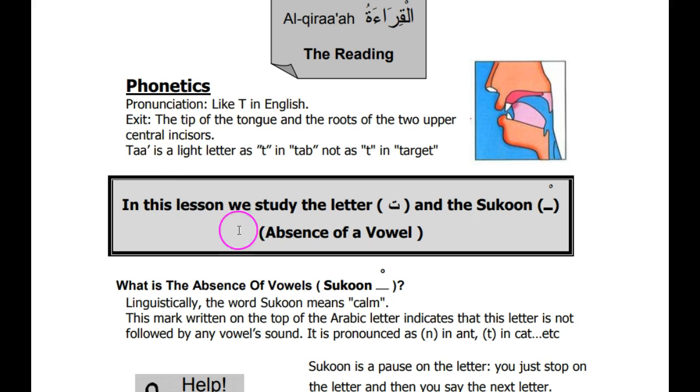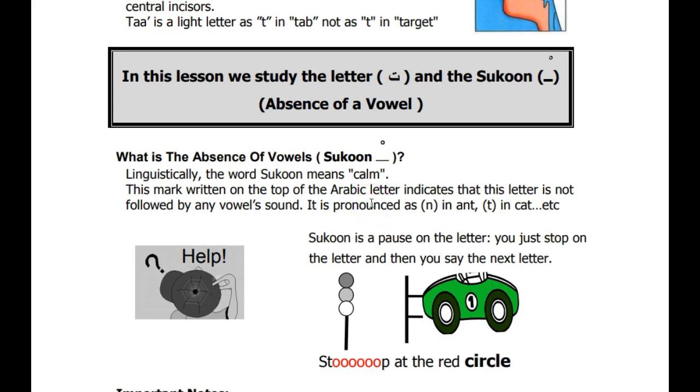So we are going to learn ta and we're going to learn sukun. What is the absence of vowels? Absence of vowels is called sukun, and it's a small circle on top of the letter. Sukun means calm. This mark written on top of the Arabic letter indicates that this letter is not followed by any vowel sound. It's pronounced as the n in ant, the t in cat. If you say ant, nun, the letter n is not having any vowel.